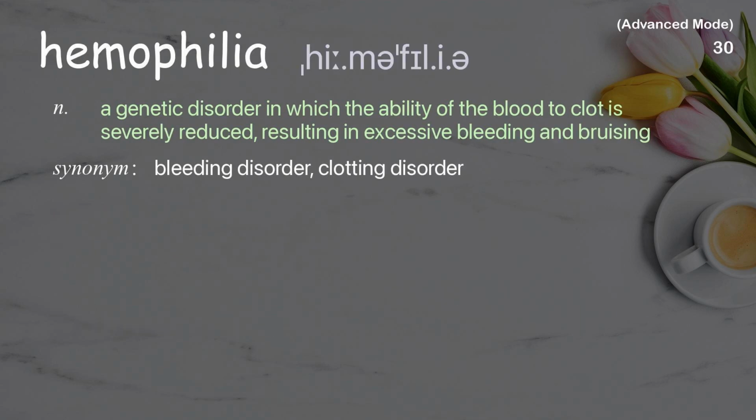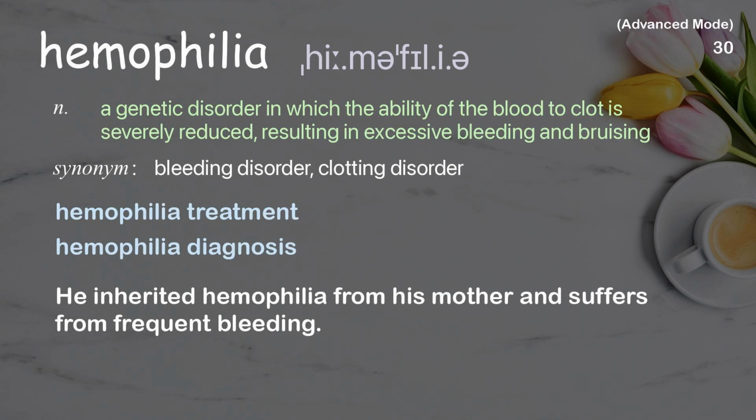Hemophilia. A genetic disorder in which the ability of the blood to clot is severely reduced, resulting in excessive bleeding and bruising. Examples: Hemophilia treatment. Hemophilia diagnosis. He inherited hemophilia from his mother and suffers from frequent bleeding.